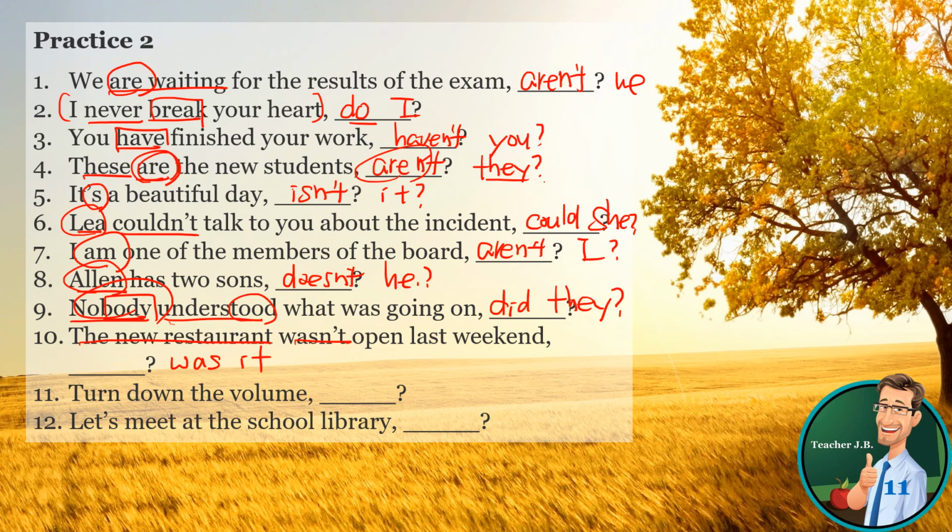Turn down the volume. So this is imperative. We can say will you or can you or even can't you, right? Let's meet at the school library. So we have let's, so we use shall. Shall we? Okay, this is the conclusion of the tag question study.